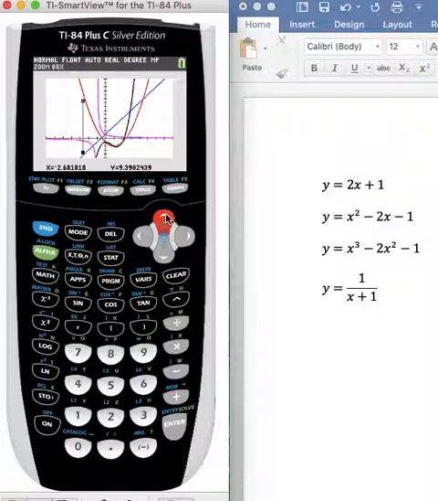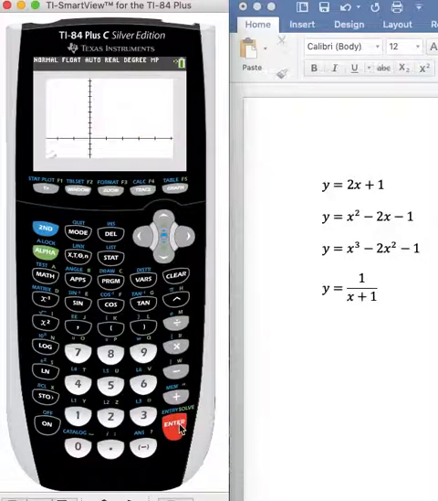So I might be interested in going up to about there, now across to about there, perhaps a little bit further up. Once I've gone to the opposite corner of my box, like this, the diagonally opposite corner, I hit enter again, and the calculator will zoom to that box.